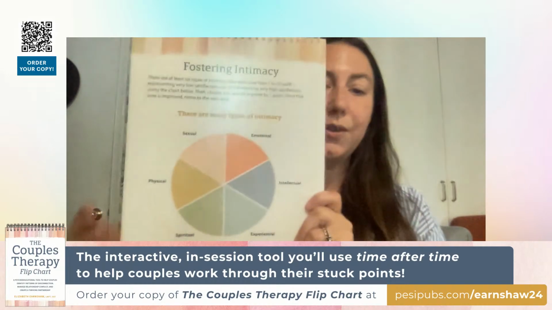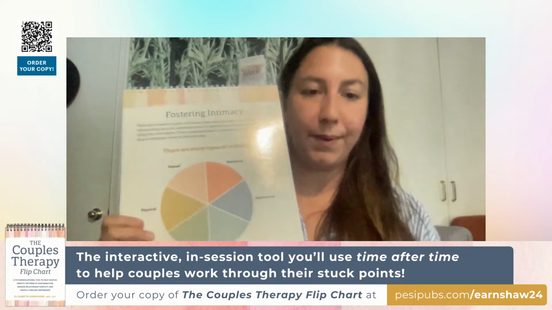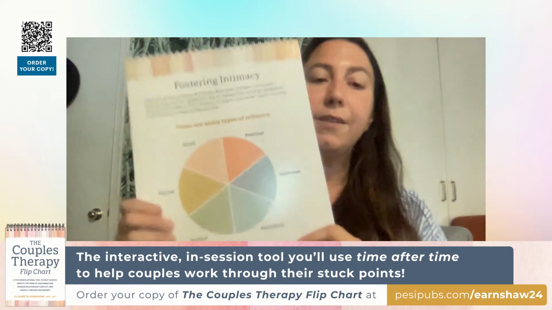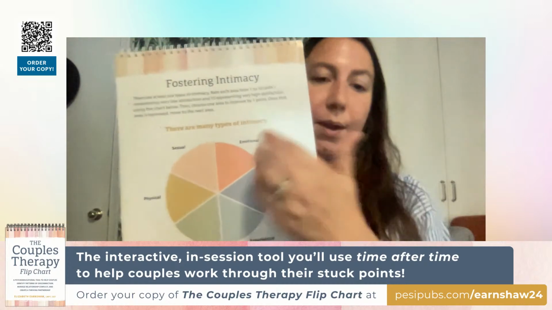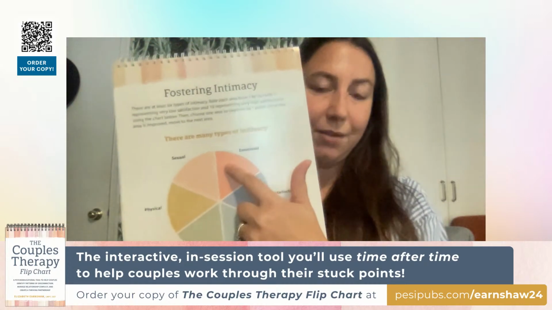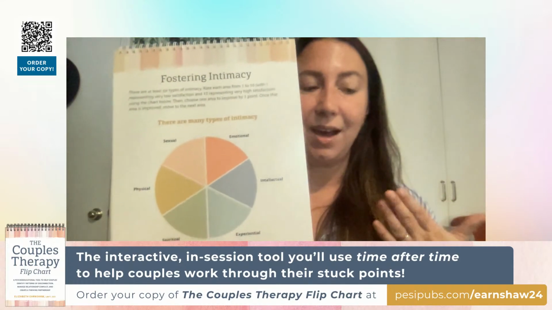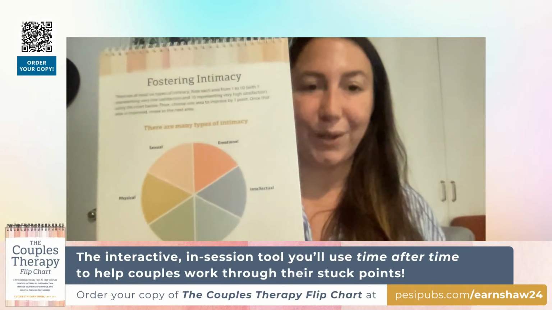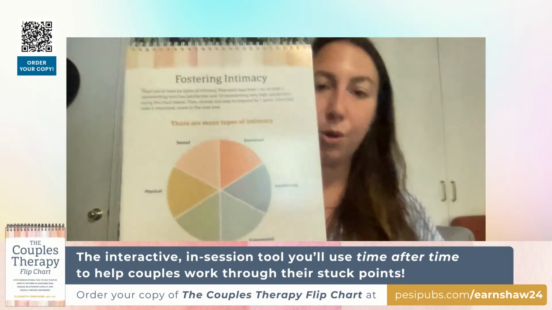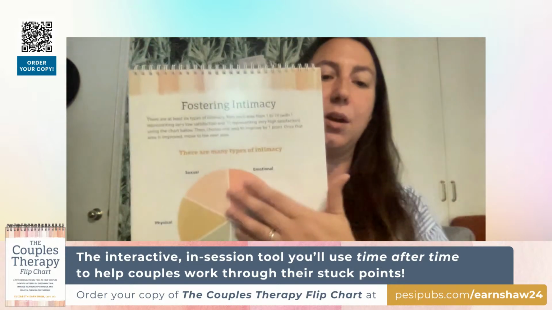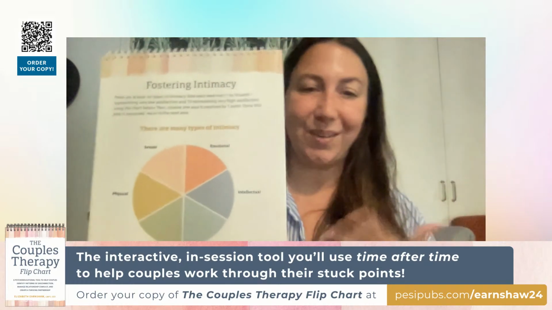The way you can use this in session is, number one, showing them the different areas of intimacy just to open up their language around it. The second thing you can do is give them that dry erase marker and have one partner go through and rate each area of intimacy 1 to 5. A 1 means it's the least ideal it could be, and a 5 being as ideal as it could be. Then the other partner can use a different color dry erase marker and do the same thing. That can help them see where they match up and where they're different.